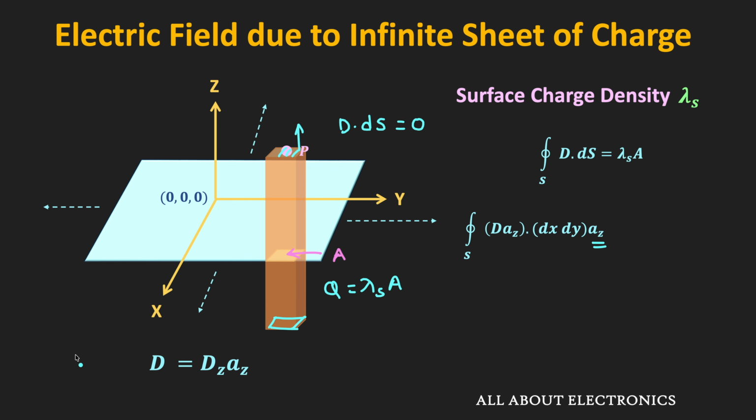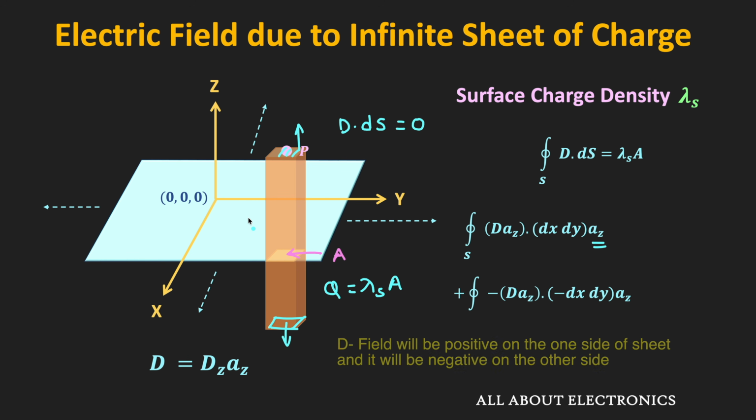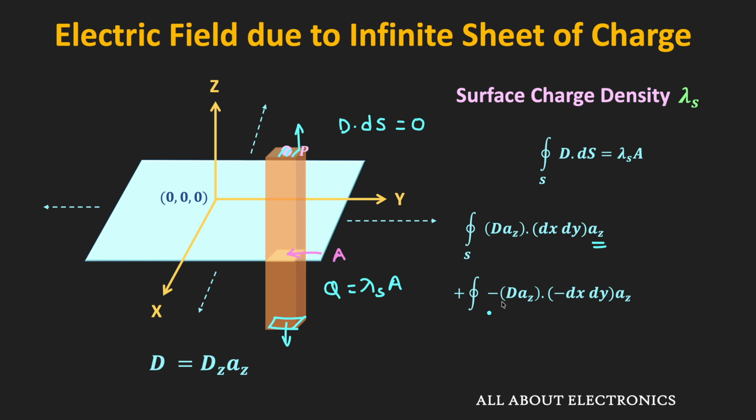And similarly, for the bottom surface, the differential area will remain the same. But now, this area vector will point in the minus z direction. But here, the direction of the D will also be negative. Because for this infinite sheet of charge, this D field will be positive in the plus z direction, while it will be negative in the other direction. So for this field also, we will have the negative sign. So here, this negative sign will get cancelled out, and effectively, we will have the plus sign. And this integration is equal to lambda s times A.